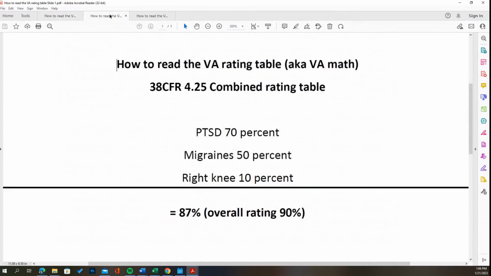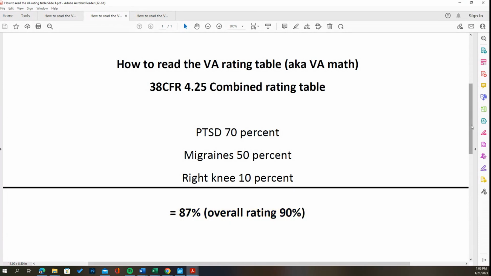Now, let's go to our example that I came up with. I'm going to give you some time to write this down. You have PTSD at 70, migraines at 50, and a right knee at 10%. I'm already telling you that this comes out to 87%, with an overall rating of 90, because remember, anything at 5 or older has to be rounded up to the nearest 10th, which is 90%.